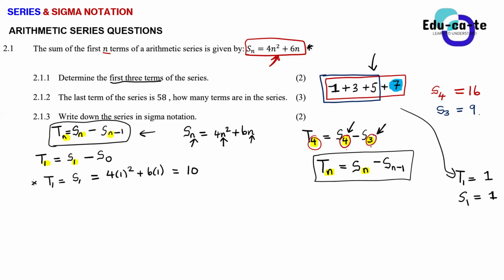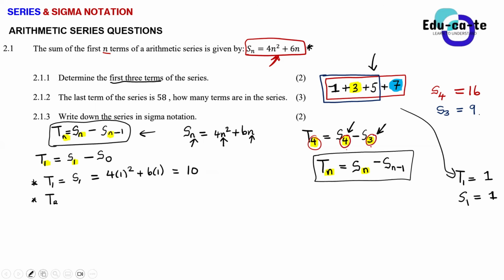To find the second term, use the same technique, guys. Term 2 is not the same thing as the sum of 2 terms. For example, if you look at my example, which is the reference, term 2 is 3. But the sum of the first 2 terms is 1 plus 3, which is S2, which will give me 4. So term 2 and S2 are not the same thing. Never make it the same thing.